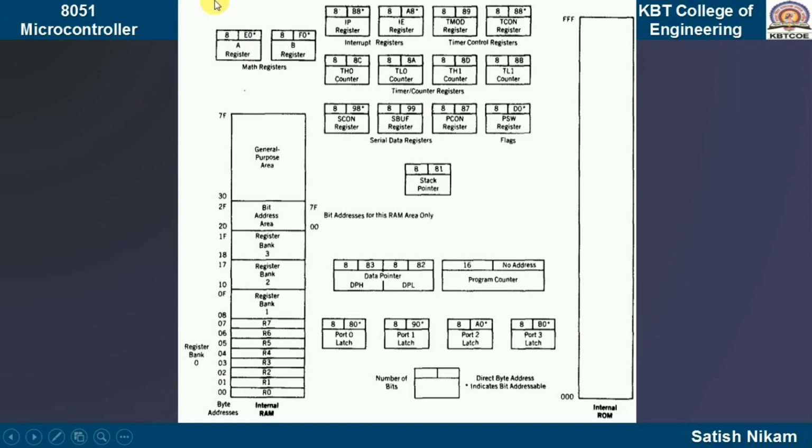So, we call it an accumulator. Here these two important registers are there. Next part, as we are having interrupts, a total of 5 interrupts are there, and out of that 5, 2 are external and 3 are internal.